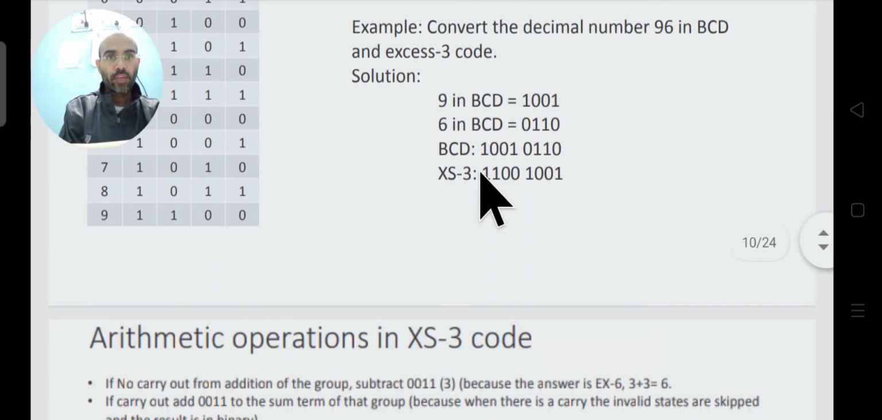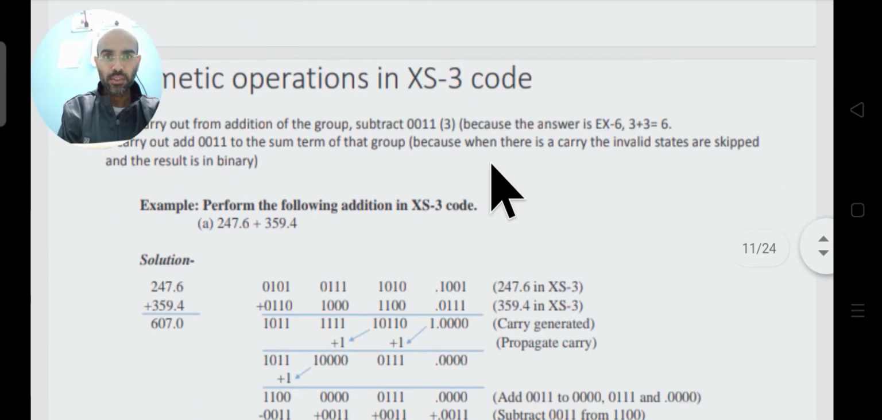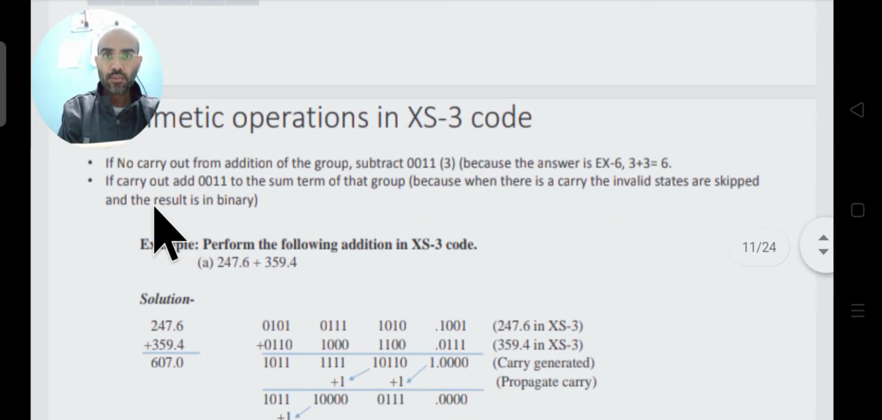Okay. Moving on to the arithmetic operations in excess 3 code. Again, there are some rules for this, which are there to skip the illegal states, and we'll understand the rules by doing an example. But the important thing is we have to start from the least significant digit. Whenever we perform any arithmetic operation, we should start from the LSD, the least significant digit, and not from the MSD, the most significant digit.